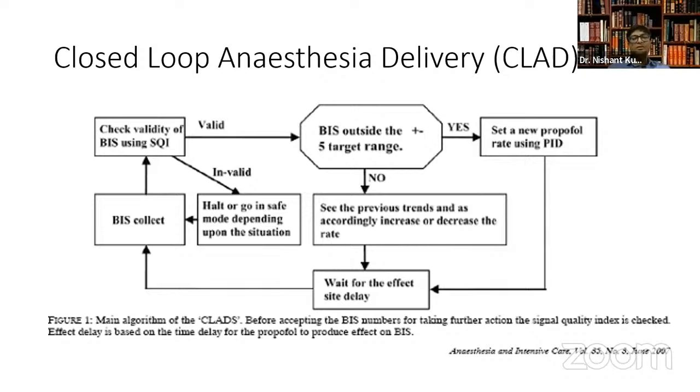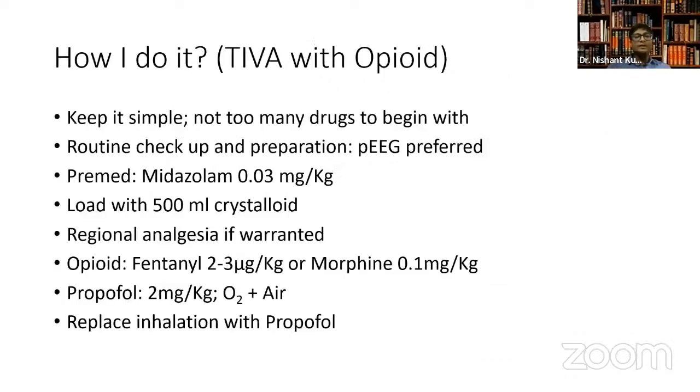And remember the syringes: always keep another syringe ready and make sure that there are no leaks, no disconnection. Make sure that the propofol is going into the veins. So, how I do it? First, I'll come to TIVA with opioid. This is without the TCI pump, although the TCI pump is almost the same. But since the TCI pump is not easily available, I'll just tell you without the TCI pump, with a simple syringe infusion pump. As I said earlier also, KISS: keep it simple, not too many drugs to begin with.